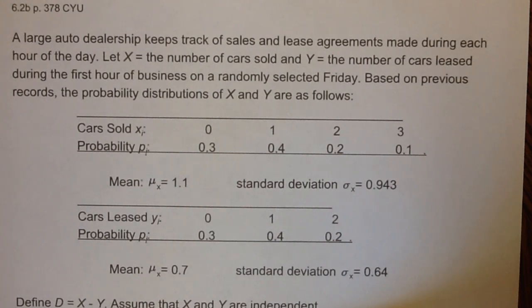So a large auto dealership keeps track of sales and lease agreements made during each hour of the day. Let X equal the number of cars sold and Y equal the number of cars leased during the first hour of business on a randomly selected Friday. Based on previous records, the probability distributions of X and Y are as follows. And you can see there the breakdown for cars sold, which is our X, and cars leased, which is our Y. Now we're going to define a new variable D as the difference of X and Y. And we're going to assume that X and Y are independent.